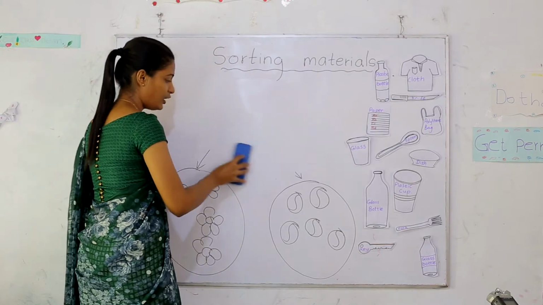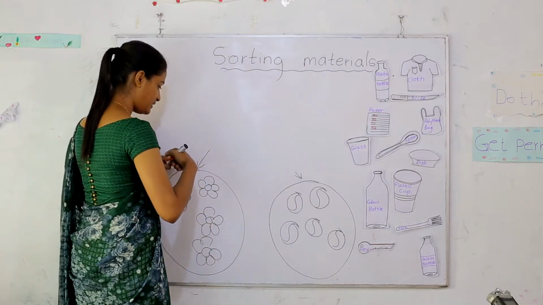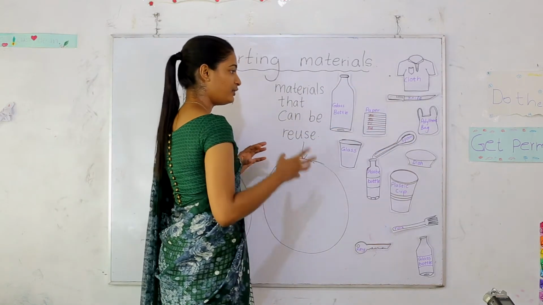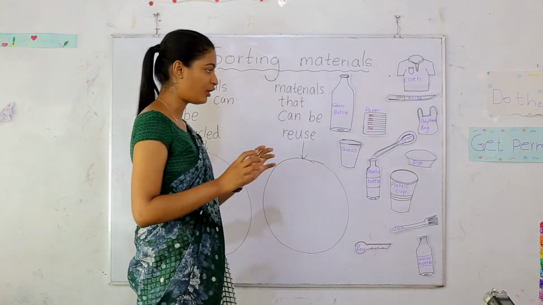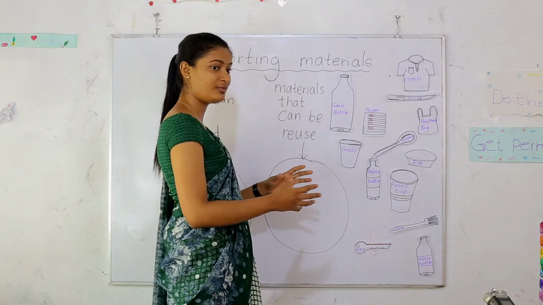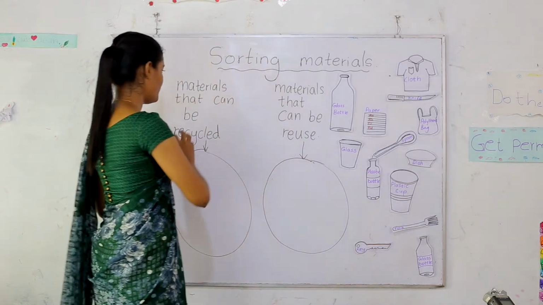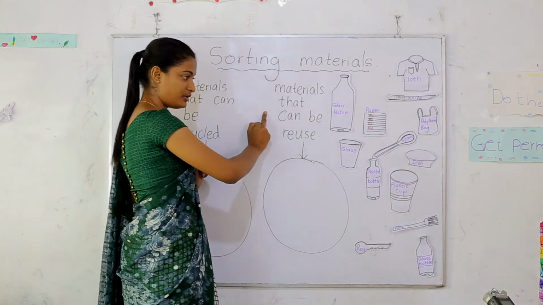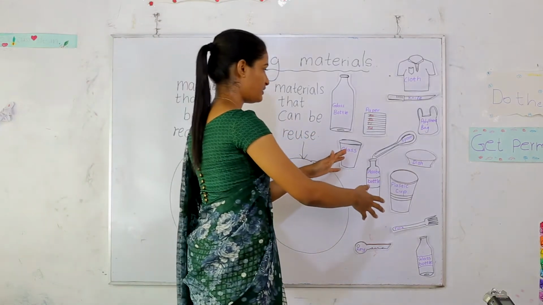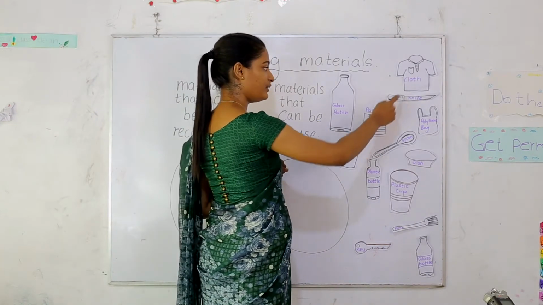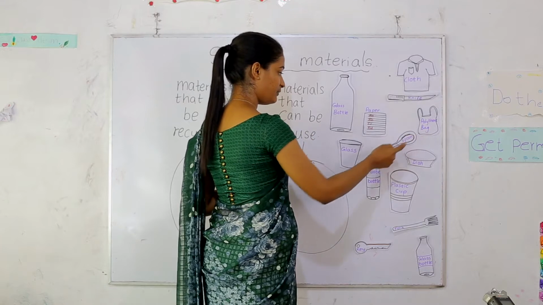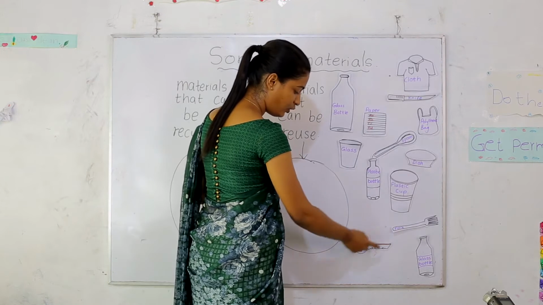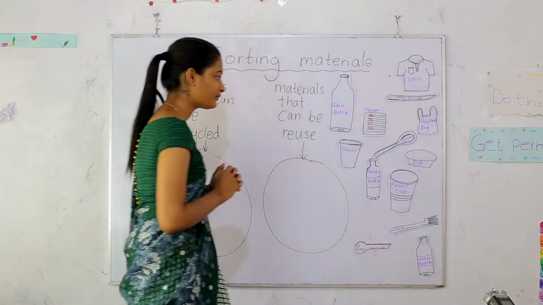First, I am going to take two properties of these materials. Okay, now we are going to group these materials not depending on the appearance, but what we can do with them. So here: materials that can be recycled, materials that can be reused. Now I am going to check these materials: glass bottle, paper, cloth, knife, polythene bag, spoon, plastic bottle, plastic cup, dish, fork, key and glass bottle.